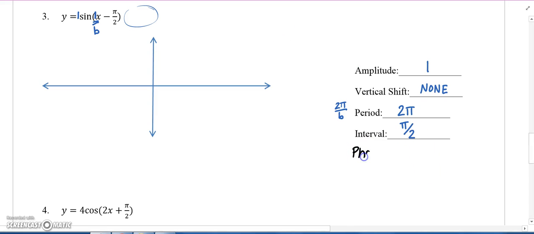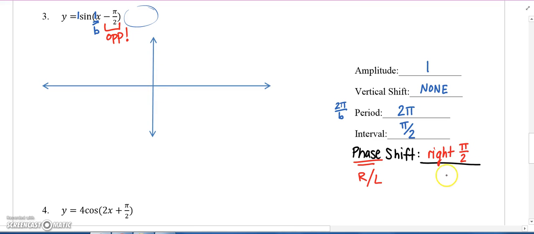Now the one thing here that's different is my phase shift. I have one. You see that there? That's a negative pi over 2. Now remember, we do the opposite. So the opposite of negative pi over 2 would be positive pi over 2. And a phase shift, remember, that's right or left. So positive pi over 2 would mean I'm shifting right pi over 2. That means that the very first x value I use is going to be pi over 2. So I'm actually going to go ahead and label that real quick. Boom. First x value is pi over 2.